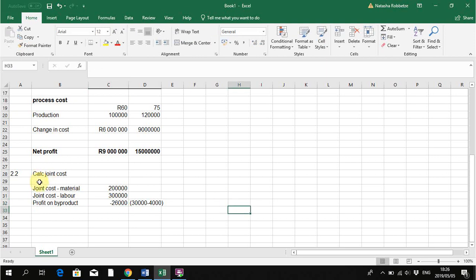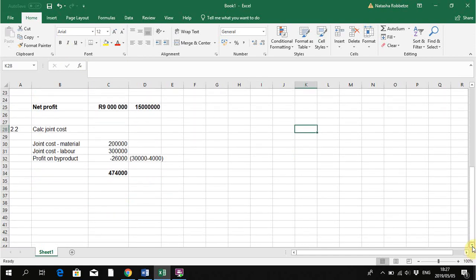So you either only have joint cost and you add up these two, or you have joint products and byproducts, and in the instance of having a byproduct, you will minus the profit from the cost because you've made a profit from selling the byproduct, it will lessen the costs that you incur in this production process. So I'm going to get the sum of everything, and the joint cost is then 474,000. So I'm just going to put it in bold. Now I can continue to go and calculate then the joint cost allocation.